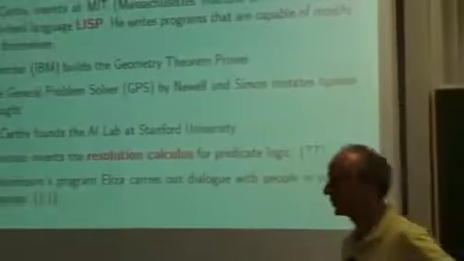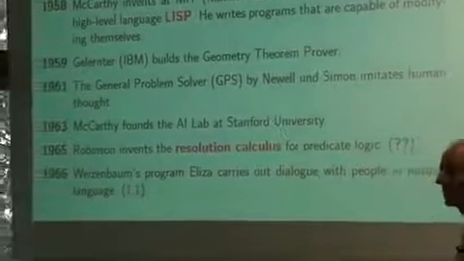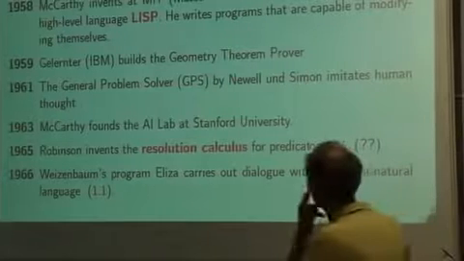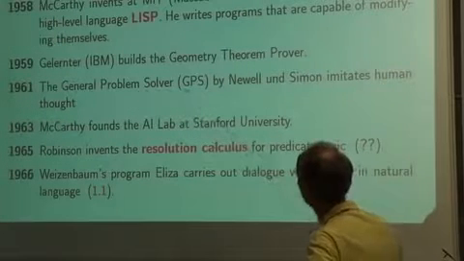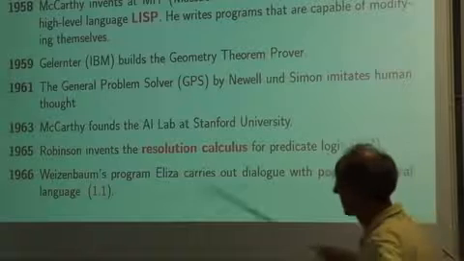Then there was the first theorem prover, the geometry theorem prover by Gelernter, who could prove theorems from mathematical geometry. Then there was the General Problem Solver, GPS, by Newell and Simon. Of course, it was not general.